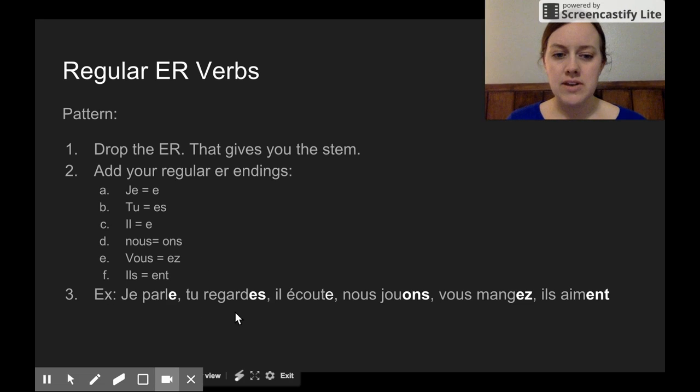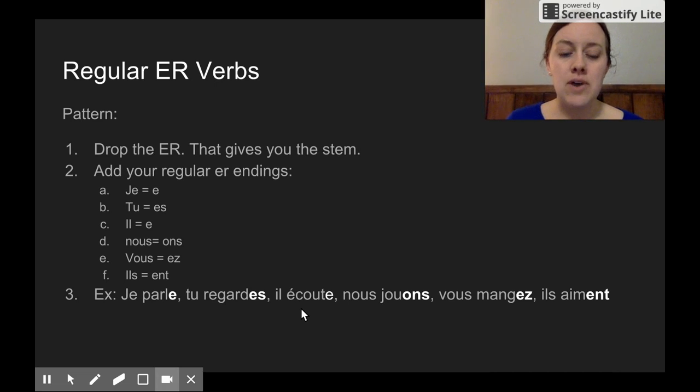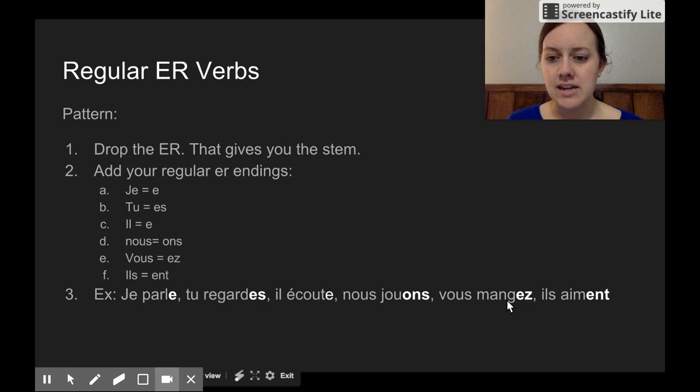So example down here on the bottom: je parle, tu regardes, il écoute, nous jouons, vous mangez, and ils aiment. Now I've highlighted the ending just so you can see that we've added the correct ending depending on what that subject pronoun is.